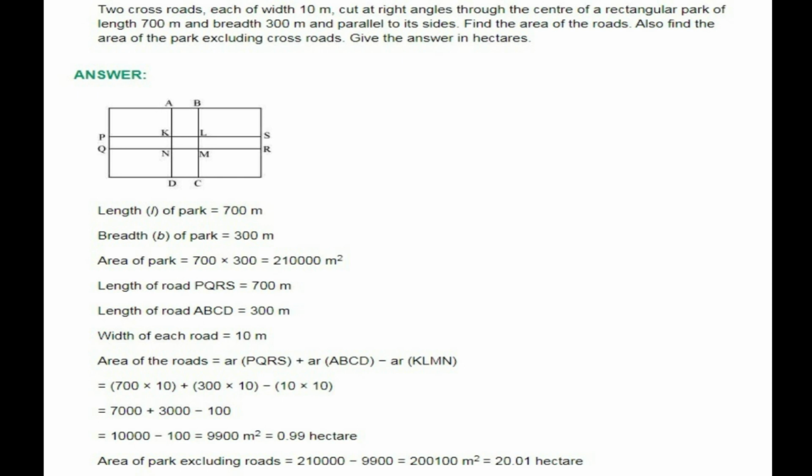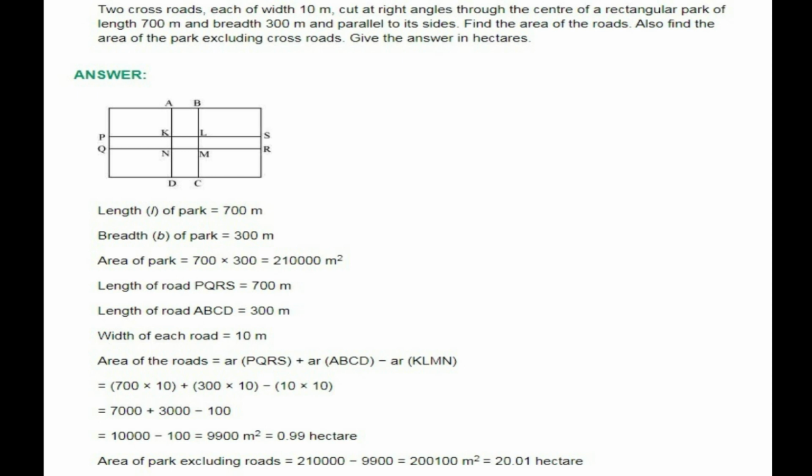They are asking you to find the area of the roads. One road is going parallel to the breadth and one road is going parallel to the length. First we write the length of the park as 700 meter and the breadth as 300 meter, and we find the area of the park. Basically this is the area including the roads. So the area of the park including the roads is 700 into 300, that is 210,000 meter square.